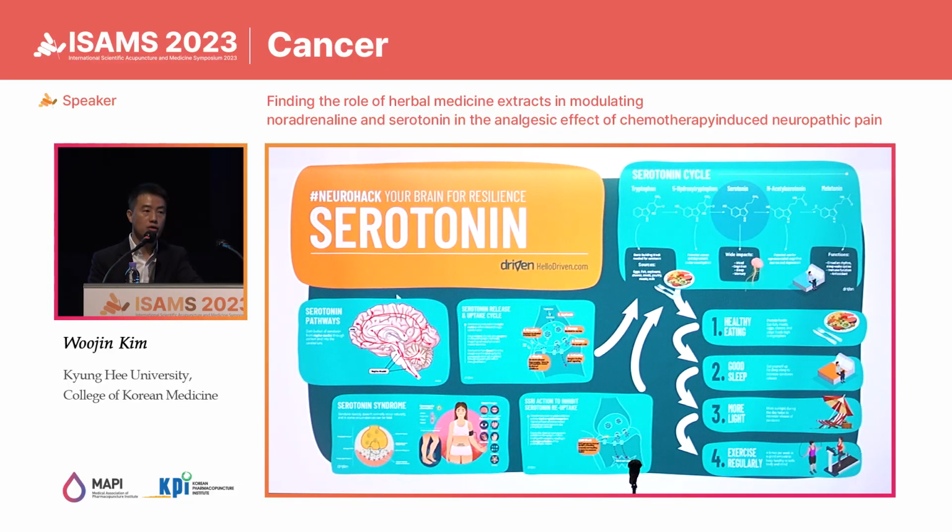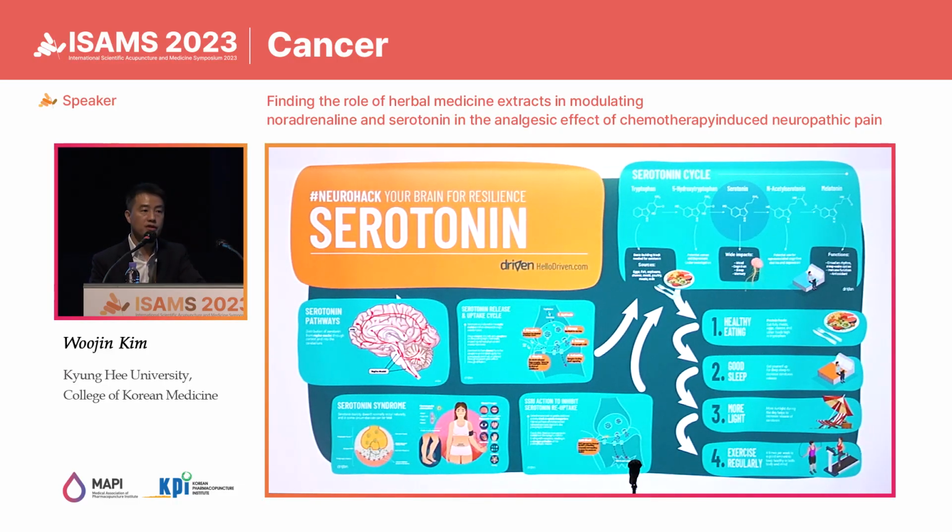And in the body, most of our serotonin is synthesized in the digestive system. And only a small part, less than 5%, is synthesized in the brain. But this serotonin synthesized in the brain has a big physiological role in our body, for example mood and also sleeping, and on the peripheral side the serotonin acts in a digestive modulating role.